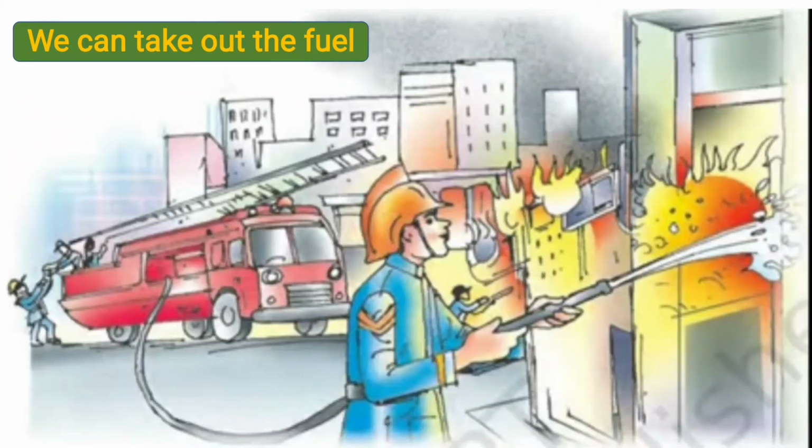We can take out the fuel. Yes, the first way of putting out the fire is taking out the fuel from the burning place. If we do it, then the fire cannot spread, and at that moment itself it stops burning. If we take out the fuel, the main ingredient or the material which was helping it to burn or spread, then the fire stays at that place and it will not spread.